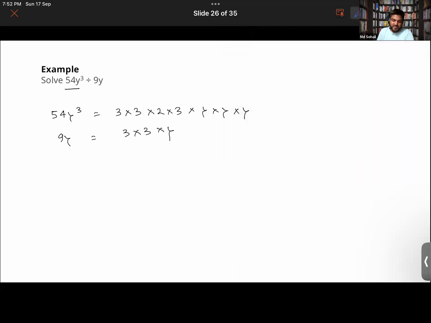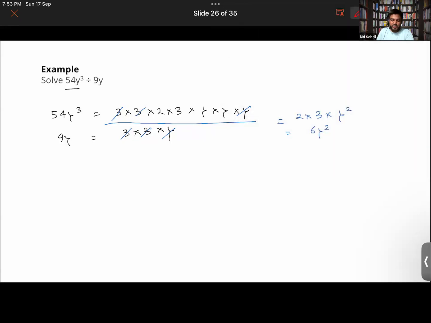Now let's divide them. Here we can divide. So this y gets cancelled. These two threes are getting cancelled. So what are you left with here? 2 into 3 into y into y, that is 2 into 3 into y square. 6y square is the required answer. Getting it now?